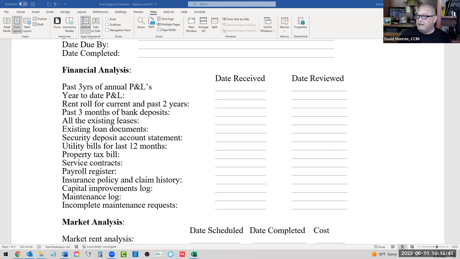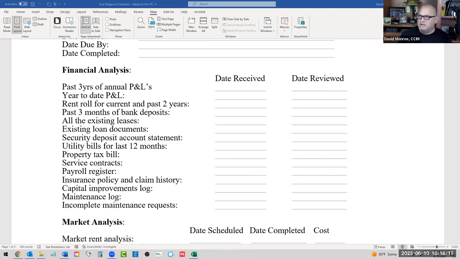Why do we need that? Aren't the security deposits on the leases? Verify that with the bank deposits. There you go. Because when it's all said and done and you get to the closing table and you're asking for a certain amount, that amount needs to be in the bank. So they're sending it to you. So we need to verify that those are correct.